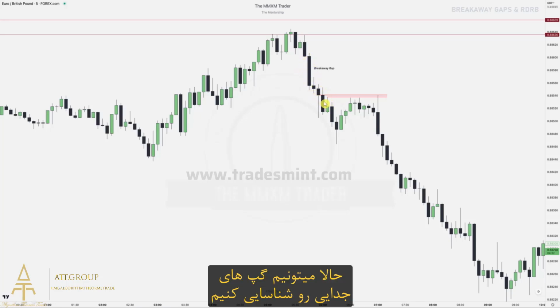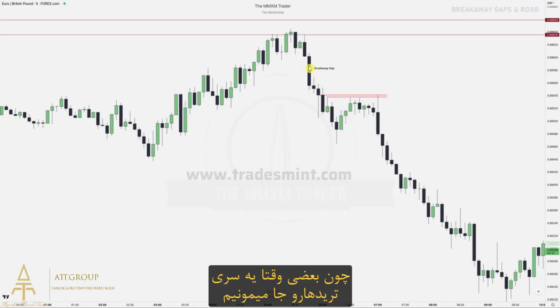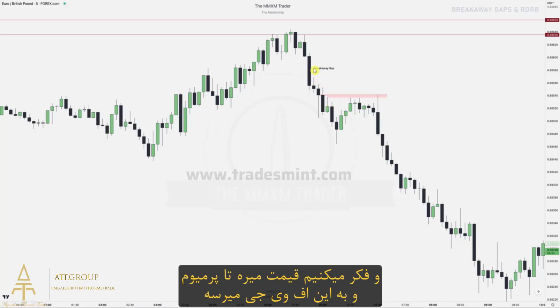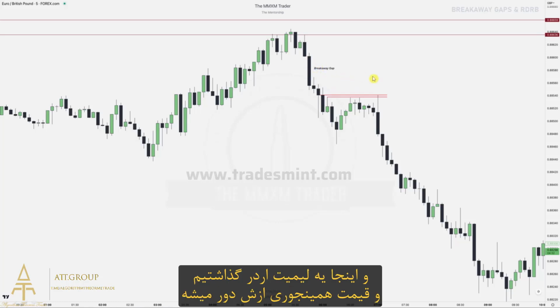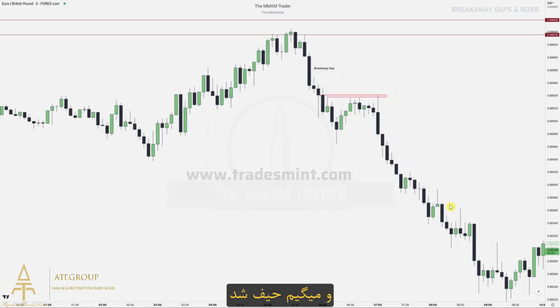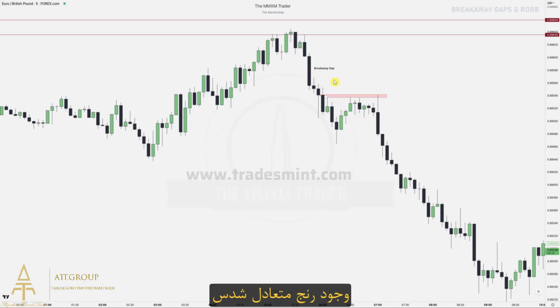So now we can identify breakaway gaps, which is very good, right? Because sometimes we miss trades because we think it should go into a premium level in this fair value gap, but we're wondering why is this not hitting, right? And then we have our limit order in here and price moves away, and that's just a shame. But now we know balanced price ranges are the reason why some fair value gaps stay open and become a breakaway gap.